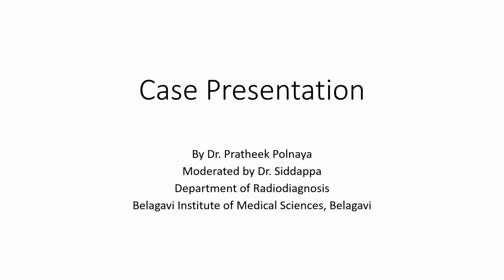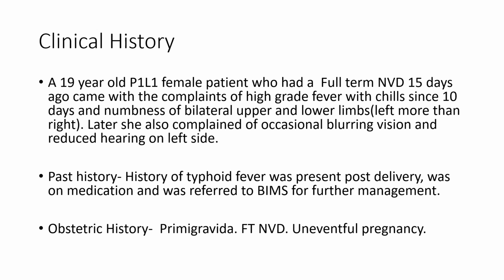So I'll be beginning with the case presentation today. Clinical history: 19-year-old primary gravida patient, a female patient who had a full-term normal vaginal delivery 15 days ago, came with the complaints of high-grade fever with chills since 10 days and numbness of bilateral upper and lower limbs. The symptoms are more predominant on left side.